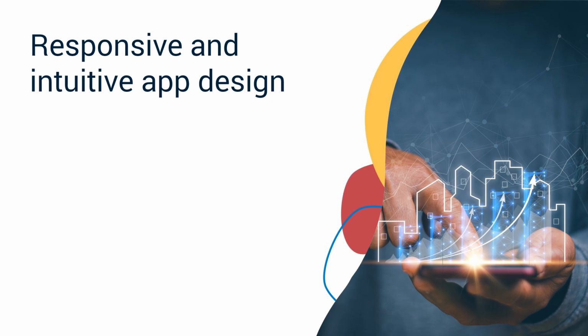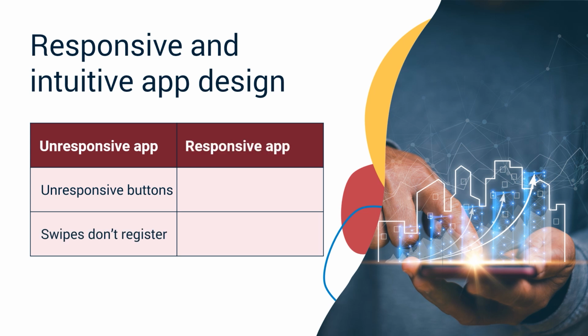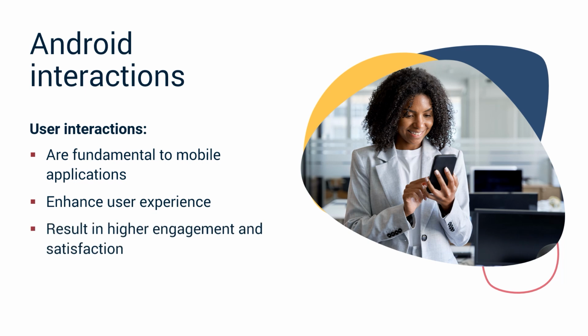Imagine downloading an engaging and visually appealing new application on your phone, but the buttons are unresponsive and swipes don't register. This hampers your experience as a user, doesn't it? Besides being visually appealing, an app should also be intuitive and responsive to user interactions. The example highlights why user interactions are fundamental to any mobile application, especially in Android development. A seamless, intuitive, and interactive design enhances the user's experience, resulting in higher engagement and satisfaction.